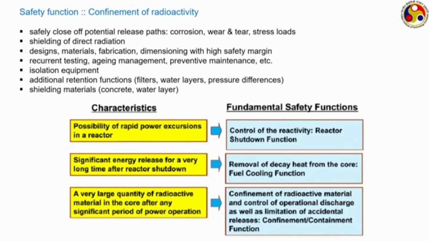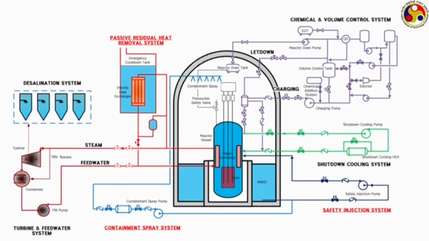First, and the 3 aspects of DID: the possibility of a rapid power excursion in a core should be controlled. We should have control of the reactivity and reactor shutdown functions, and the other 2 correspond to the other functions that I have just mentioned.